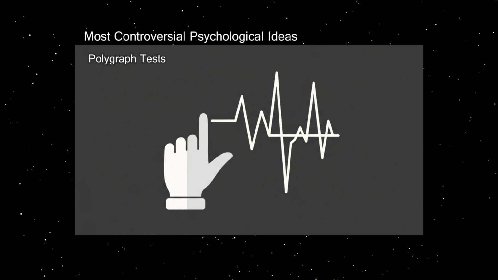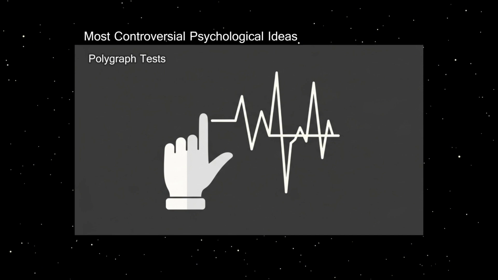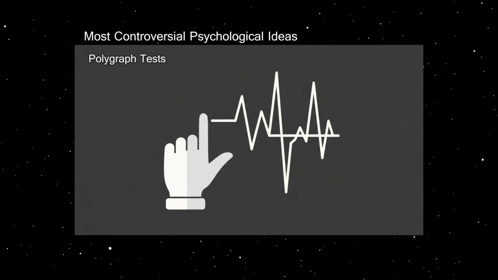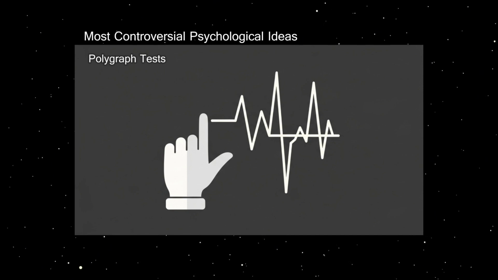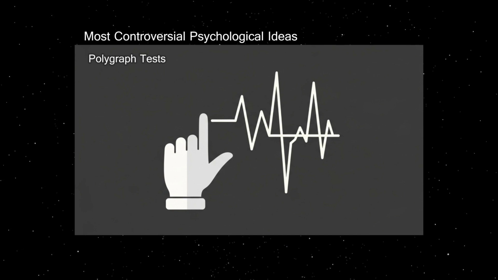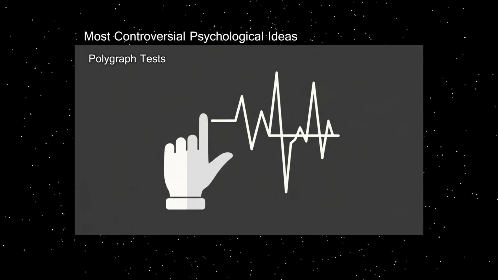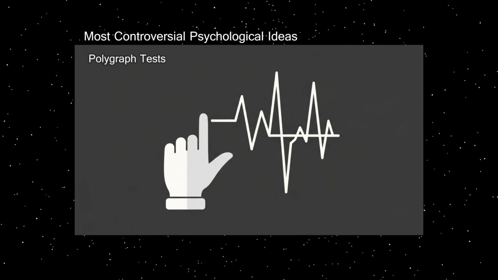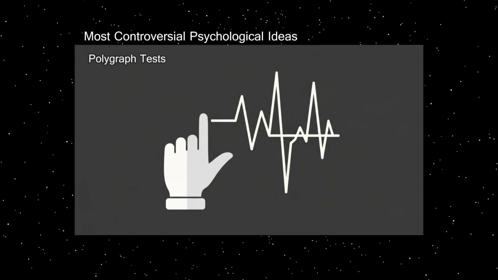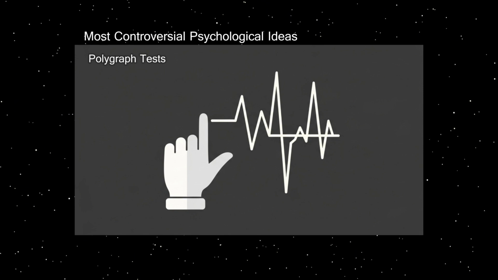They emphasize that the polygraph does not read minds or detect lies directly, but rather observes stress patterns that may correlate with deception. However, a growing body of psychological research casts serious doubt on the reliability and validity of polygraph tests. One of the central criticisms is that physiological responses measured by the polygraph are not exclusive to lying.